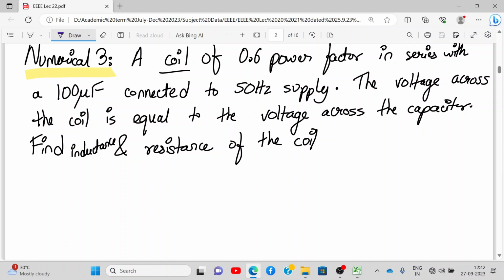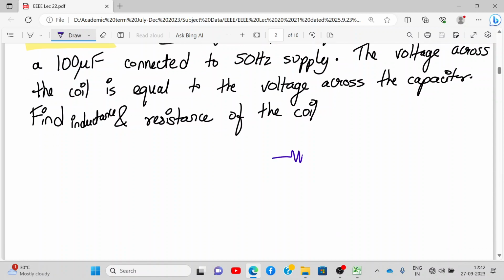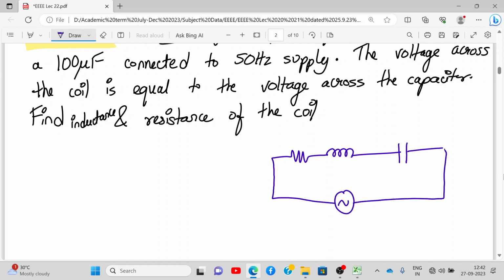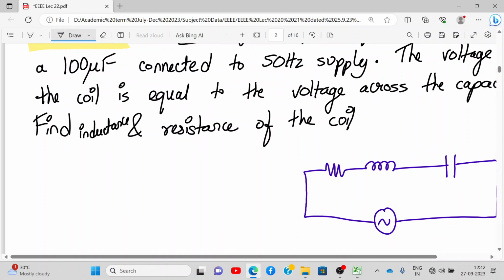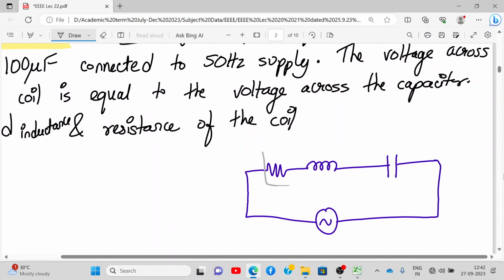And there is a capacitor also. So that means we have this. This is small r. This together is a coil and is connected in series with a capacitor. So what does the circuit become? The circuit has become an RLC circuit, right? This is my coil. Let me draw it bigger. Okay, this is my coil.